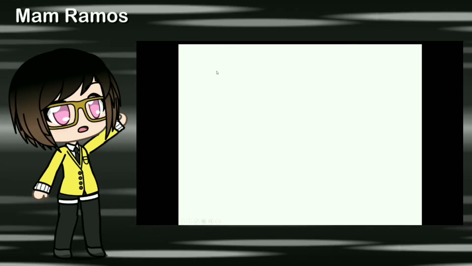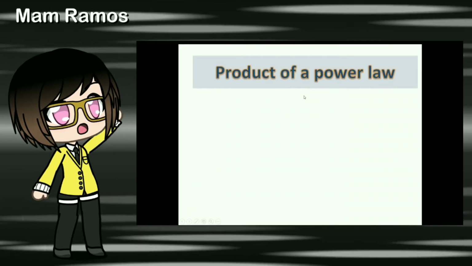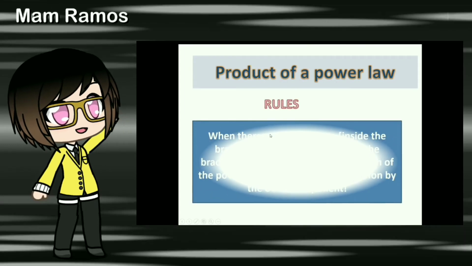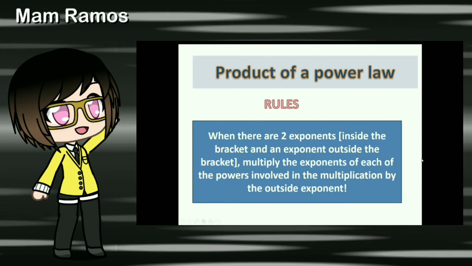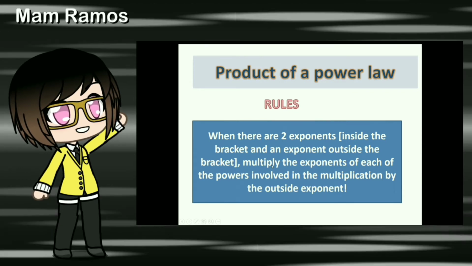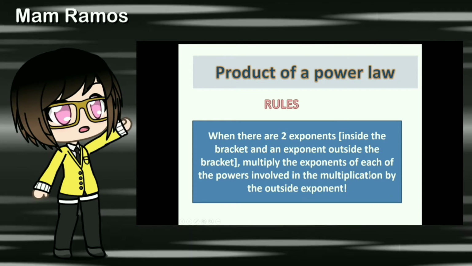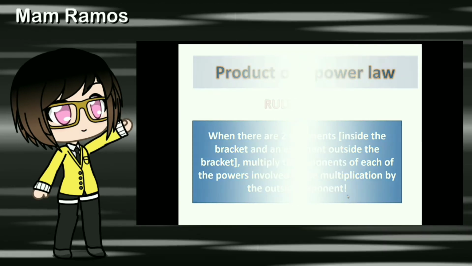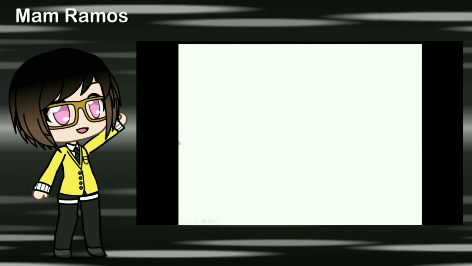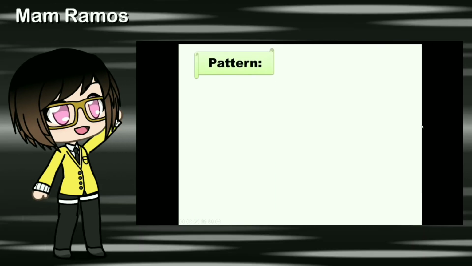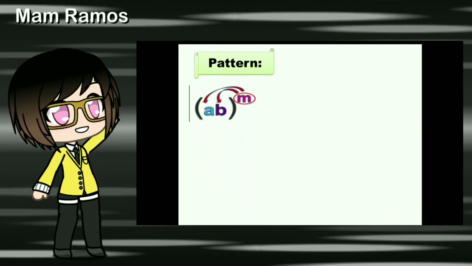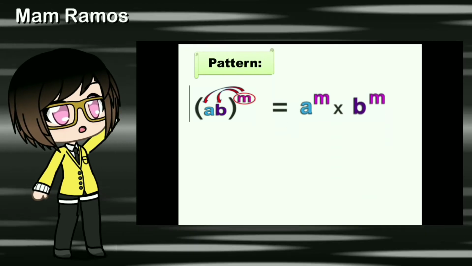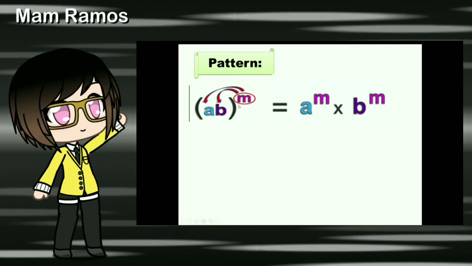Next is the power of a product law. We have the rule. When there are 2 factors inside the bracket and an exponent outside the bracket, we simply multiply the exponent of each of the factors involved in the multiplication by the outside exponent. Pattern: quantity ab raised to the m power will be equal to a raised to the m, which is a to the m, times b raised to the m, which is b to the m.